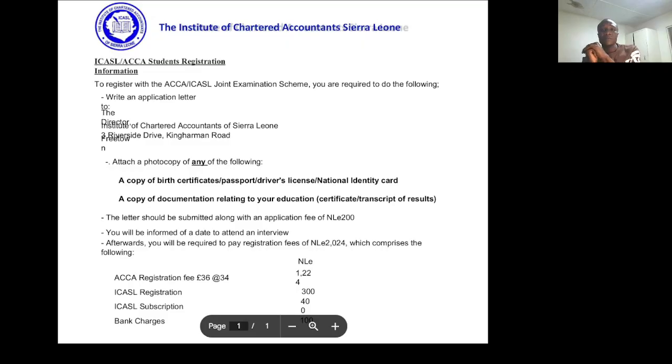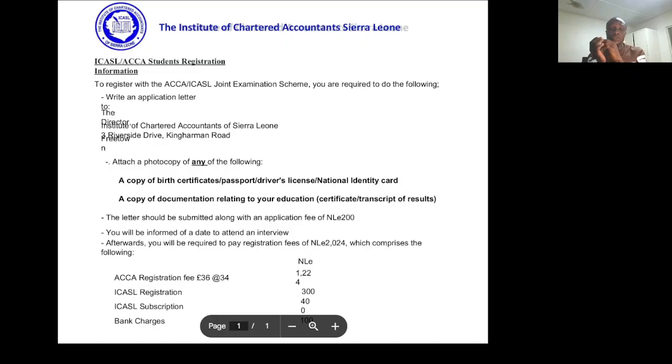A breakdown of the cost will be, you're going to pay 36 pounds for ACCA registration, and the leones equivalent will be determined based on the rate at the date of payment. Plus or minus, let's assume it is 34 leones per pound. So you are going to pay 1,224 leones for the 36 pounds you are going to pay to ACCA for registration. Also, you are going to pay your ICASL registration fee of 300 leones, and also you are going to pay subscription to ICASL of 400 leones. Finally, you are going to make a payment for bank charges of 100 leones. Cumulatively, it results to 2024 leones.